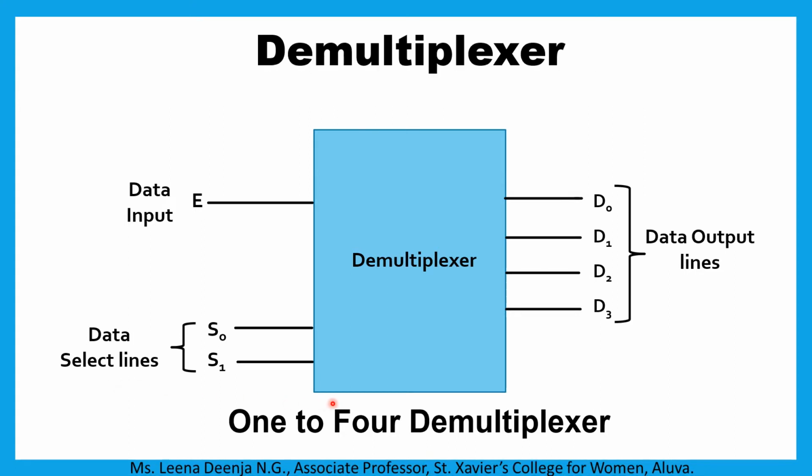Figure shows the logic symbol of a 1 to 4 demultiplexer. Here there is only one data input line, that is E, and there are two data select lines S0 and S1. In this 1 to 4 demultiplexer, there are four data output lines. They are D0, D1, D2 and D3.